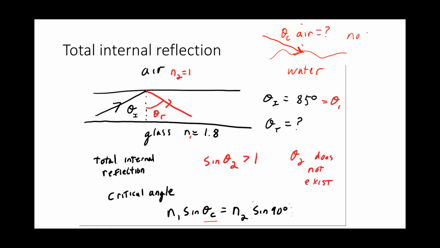And there is no such angle. I can't trap light in the air and keep it from getting into the water. I can only trap light in a higher index of refraction medium. So I can trap it in glass, but I could not trap it in the air and keep it from getting into the glass. I can't do it the other way around.